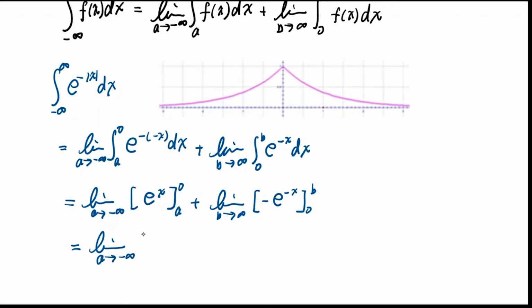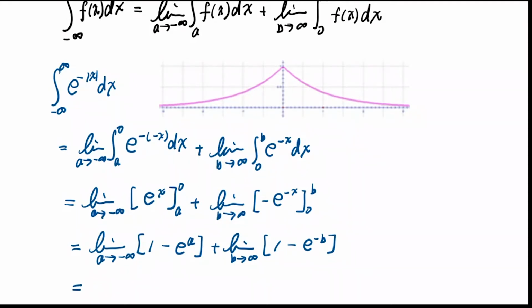Okay, substitute. So e to the 0 is 1 minus e to the a, plus the limit as b approaches infinity of, use plumbing professor, that negative sign, right? So this one first, so 1 minus e to the negative b. With me? Okay.